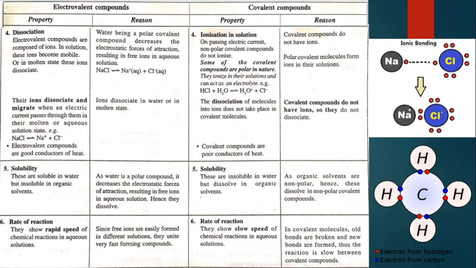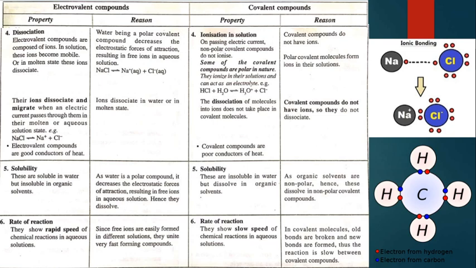So dissociation means a separation of ions which are already present in an ionic compound. In an ionic compound, the ions are already present, and they are getting separated by means of the reaction. That is called dissociation, whereas ionization occurs in the covalent compounds.